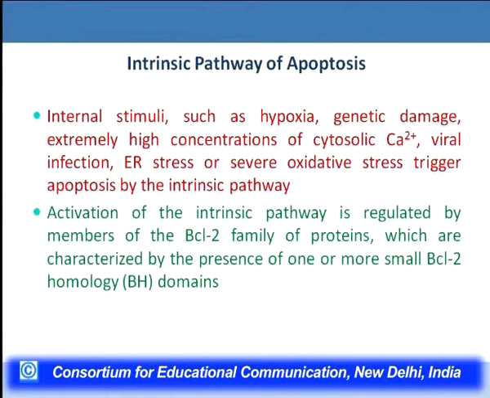Now this intrinsic pathway, its activation is regulated by members of the BCL2 family of proteins. The BCL2 family of proteins is important in this context. This family of proteins is characterized by the presence of one or more BH domains, which are basically BCL2 homology domains. So the BCL2 family is important for carrying out apoptosis through the intrinsic pathway.